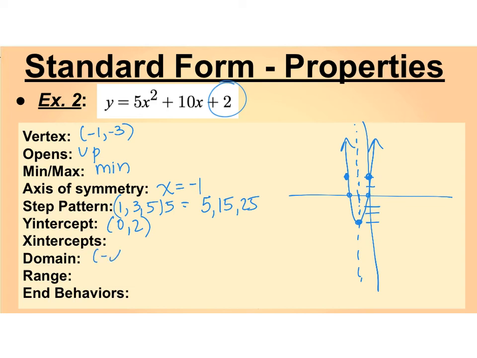Domain is all real numbers written within interval notation as -infinity to +infinity. The range comes from the y of my vertex and includes it, so it is hard bracket -3 to infinity. And my end behaviors are going to both approach positive infinity.